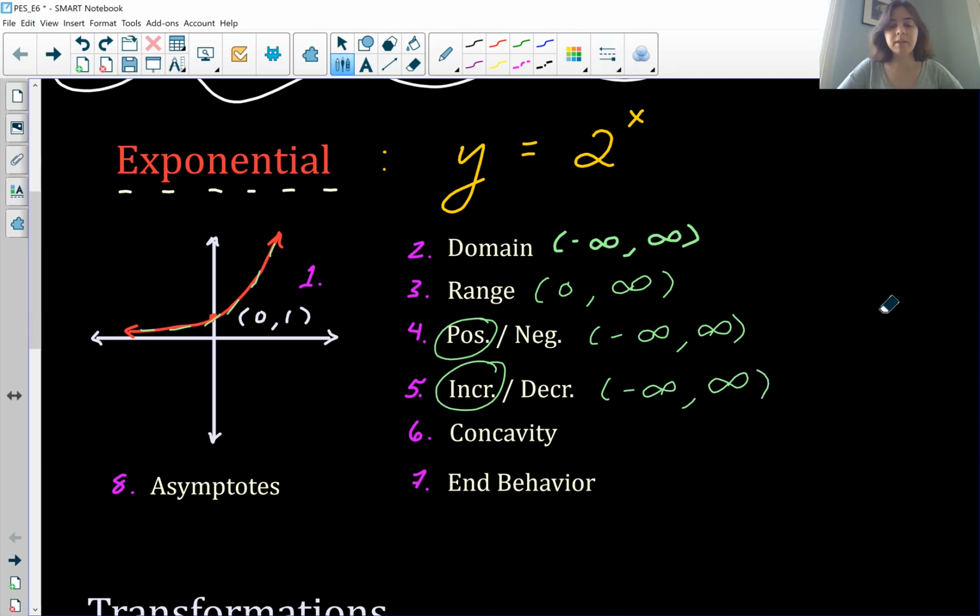Number 6, concavity. This is from a couple videos back, but there are 2 different ways you can look at this. The easy way is this rhyme where concave up is like a cup, concave down is like a frown. So in this case, our graph is forming a little cup, so we would say concave up for the entire time. Yes, sometimes I just write cup, which is perfectly fine.